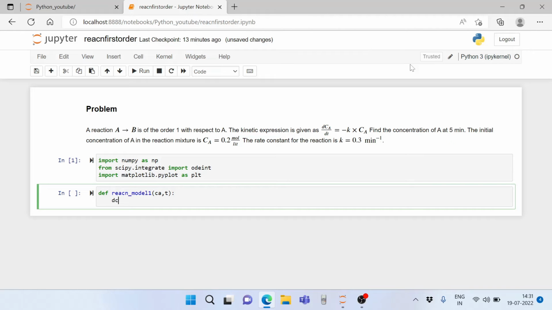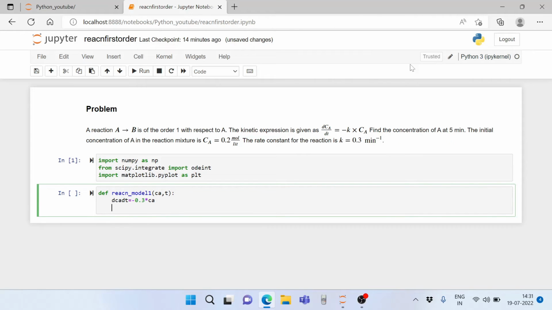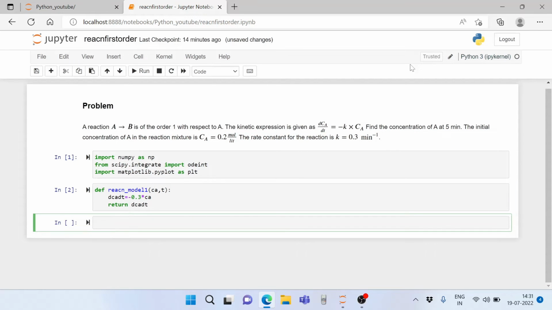Now, dCA/dt is equal to minus K, which is 0.3, into CA, and we return dCA/dt. So here our model is ready.